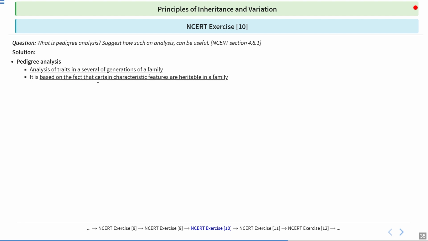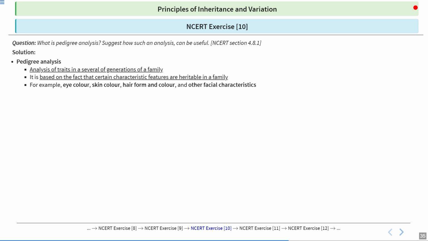Now, it is based on the fact that certain characteristic features are heritable in the family. Okay. Some of the features are inherited, meaning they are passed on from the parents to the offspring. Usually it is the DNA which is passed on from the parents to the offspring. Or you can say genes are passed on from the parents to the offspring. What are genes? They are segments of DNA. Okay. So this pedigree analysis is based on heritable material, which is the genes or DNA or chromosomes. Genes are present on the chromosomes.